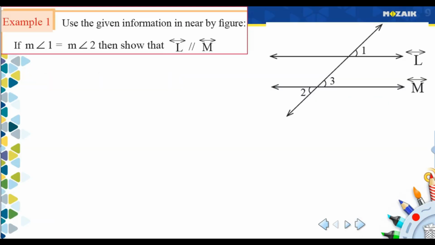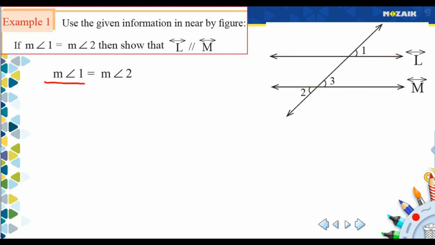Now go to example 1. Use the given information in the nearby figure. If measure angle 1 equals measure angle 2, then show that line L is parallel to line M. Look, that is line L, that is line M, and angles 1, 2 and 3. He gives me measure angle 1 equals measure angle 2. He wants us to show that line L is parallel to line M.